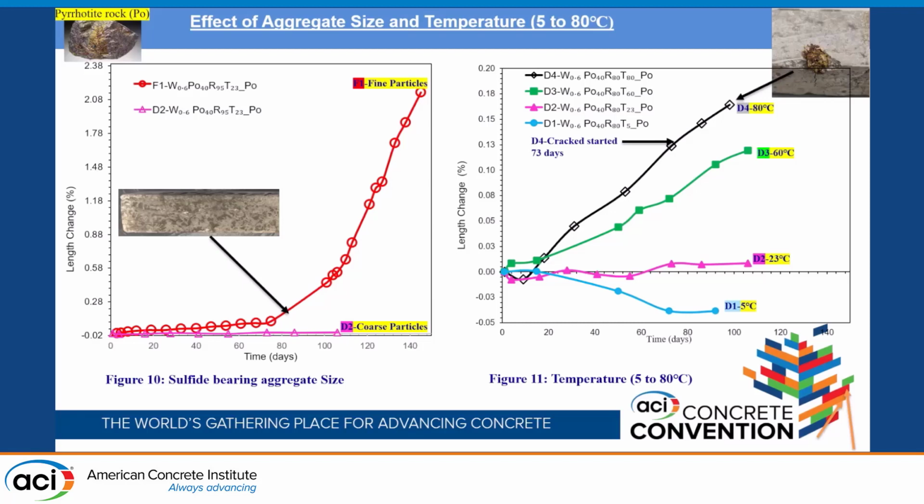Another important parameter is temperature. In figure 11, 4 specimens were exposed to 4 different temperature conditions. With increasing temperature, the expansion is increasing. Here the D4 specimen was exposed to 80 degrees Celsius temperature. It showed the highest expansion and started cracking after 73 days. On the other hand, the D1 specimen exposed to 5 degrees Celsius did not show any expansion; rather, it showed only 0.04% shrinkage.